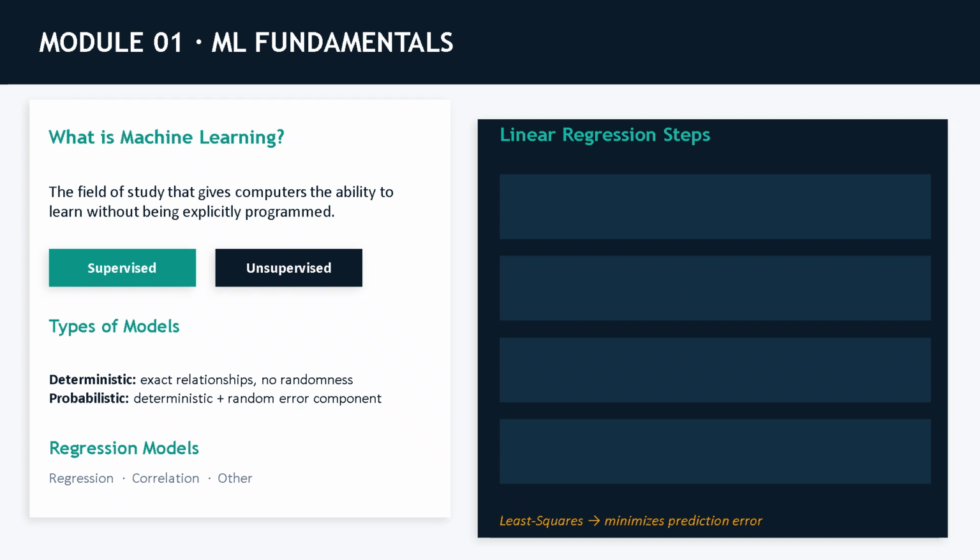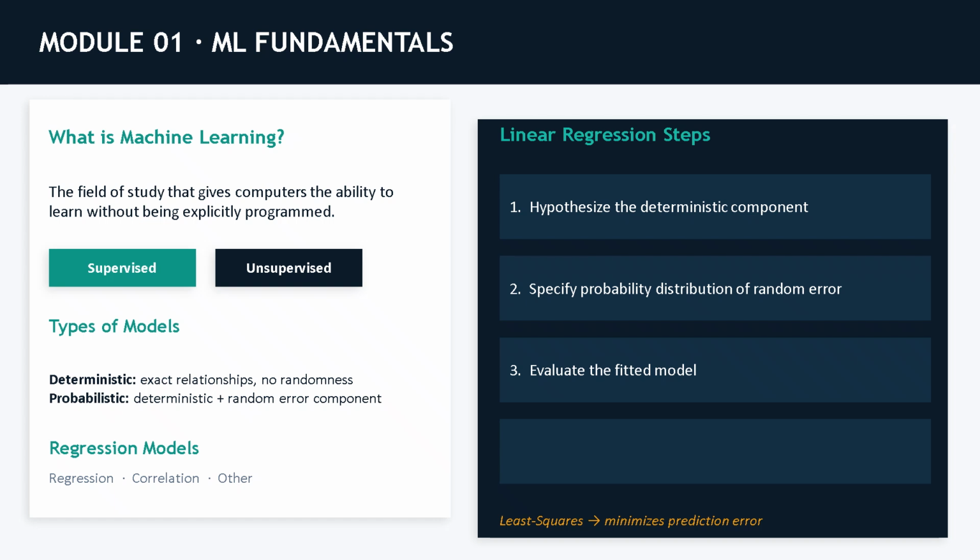Linear regression is the most fundamental example. It models the relationship between variables as a straight line, and we find that line using the least squares method, minimizing the gap between predicted and actual values. The process of linear regression is through 4 steps. 1. You hypothesize the deterministic component. Then you specify a probability distribution of the random error. Then, thirdly, we evaluate the fitted model. And finally, you use the model for prediction and estimation.